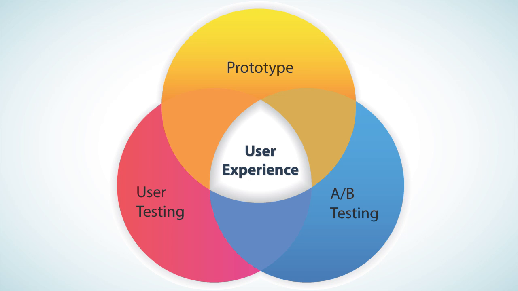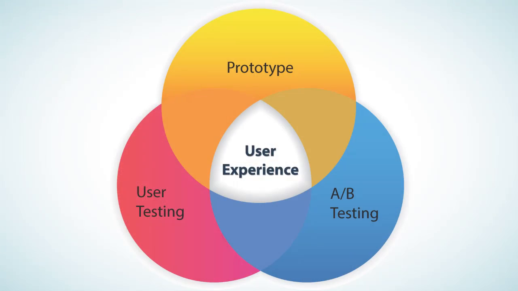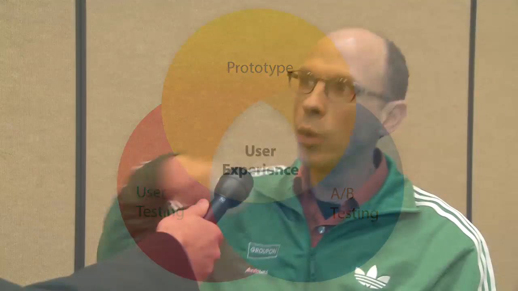So after you've launched something, you still need to make sure that it's working, and so we use A/B testing to get a sense of which variants within a design are more successful. So by prototyping, user testing, and then post-production app testing, you're able to continually improve what it is you're doing.